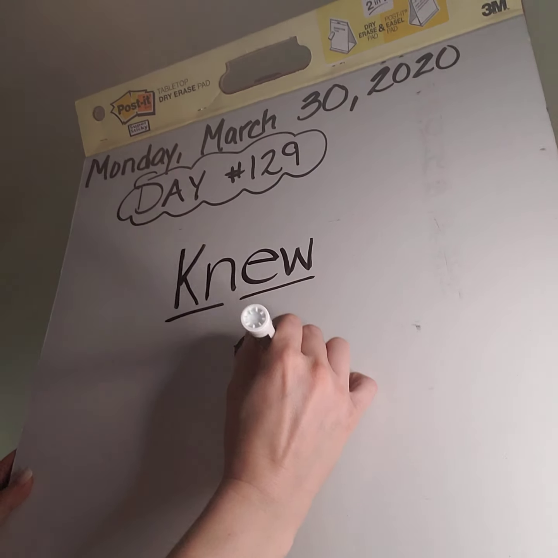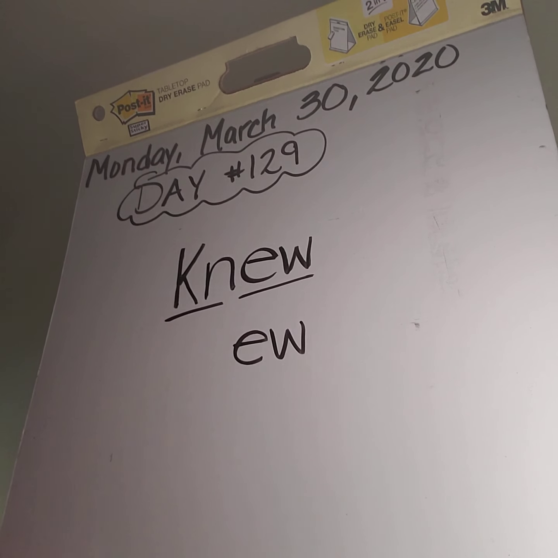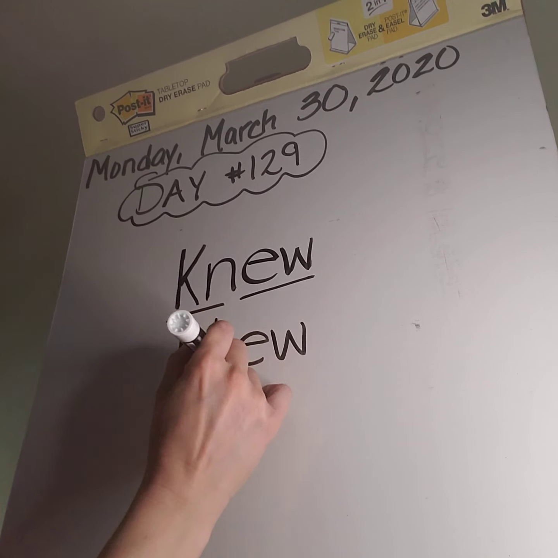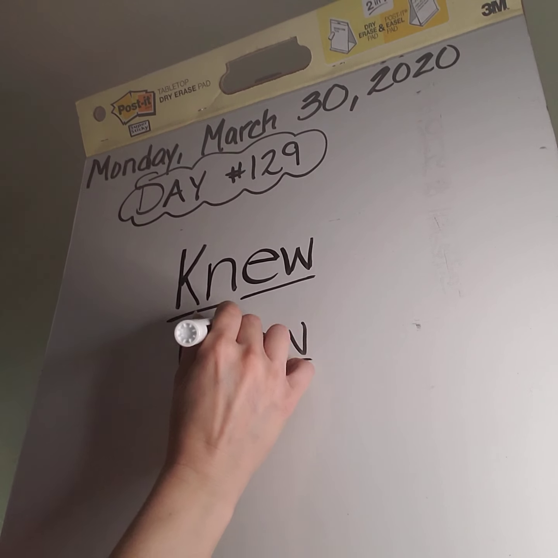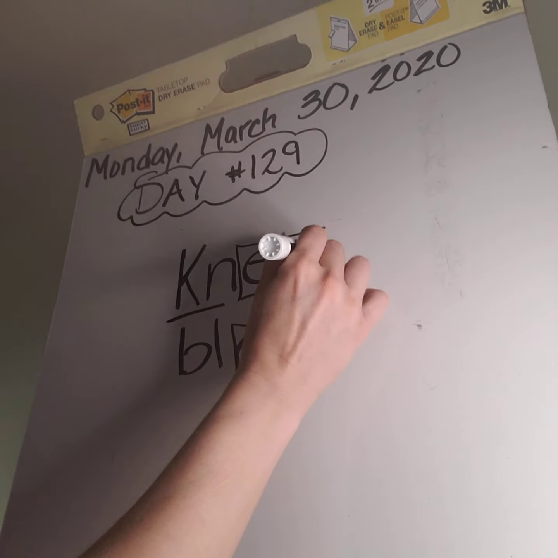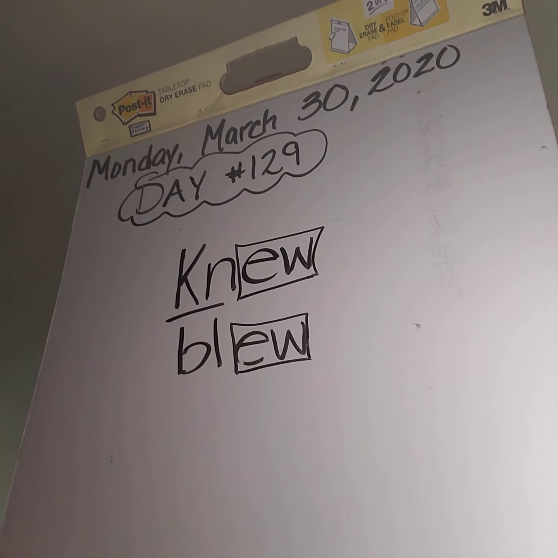Okay, now we know that's our ooh. Now I'm going to put a blend at the beginning. BL is one of the blends we learned, and it says bl. So this word says blue, and I'm going to box this just so you can see it.